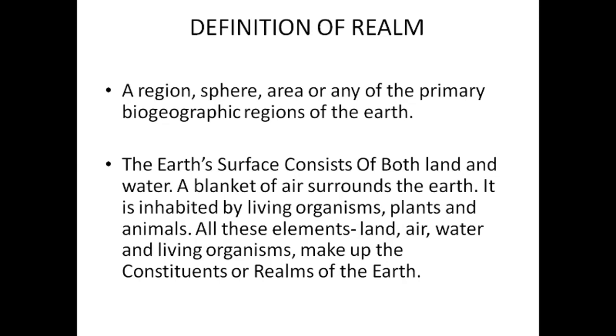The blanket of air that surrounds the earth is called the atmosphere, and it is inhabited by living organisms, plants and animals. This is called the biosphere. All these elements, that is land, air, water and the living organisms, make up the constituents or the realms of the earth. So all these four together are called the realms of the earth.